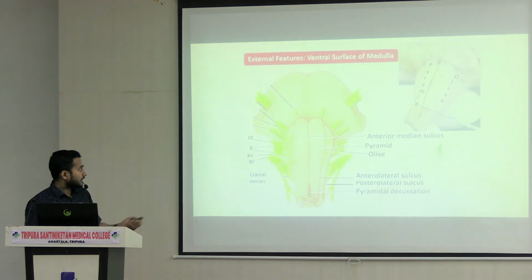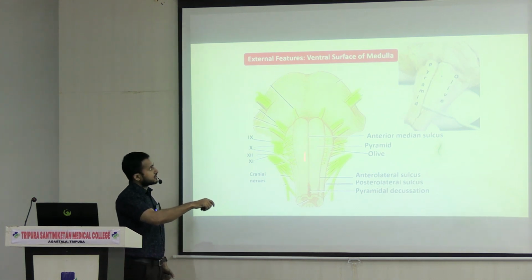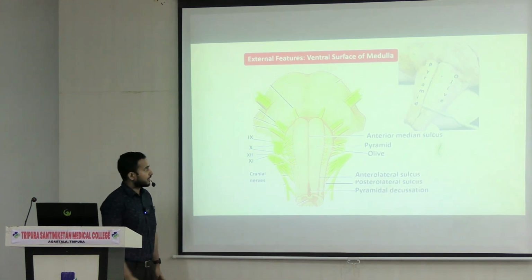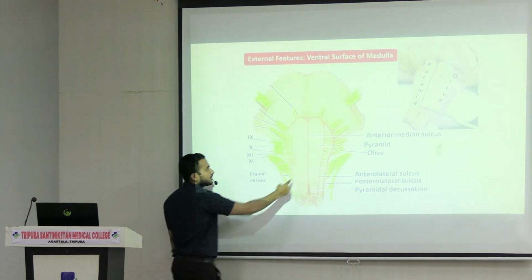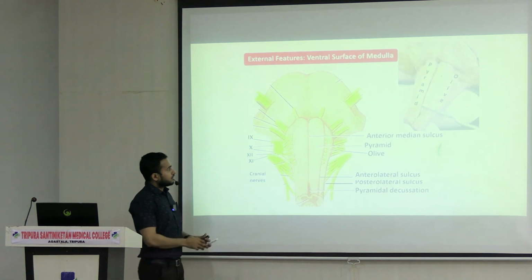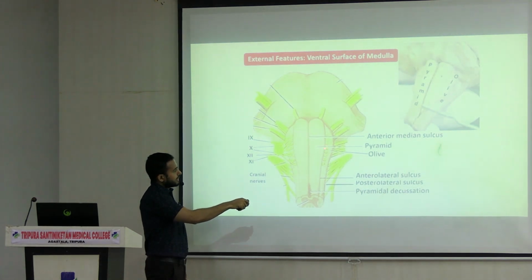So this is a beautiful diagram showing the anterior features of the medulla oblongata. Okay. So what is this? This is the anterior median fissure. Now lateral to the anterior median fissure, you can see this is the pyramid. Next, if you go more laterally, then this is the anterior lateral sulcus.